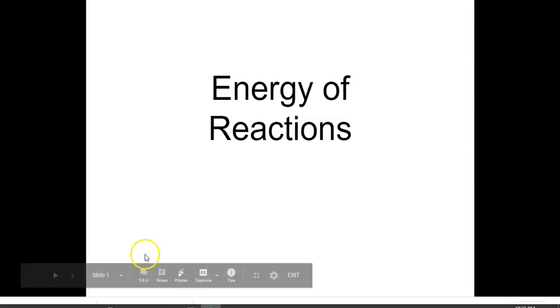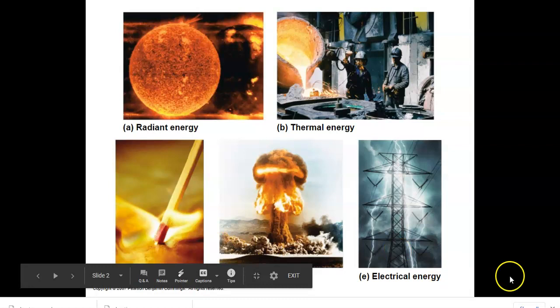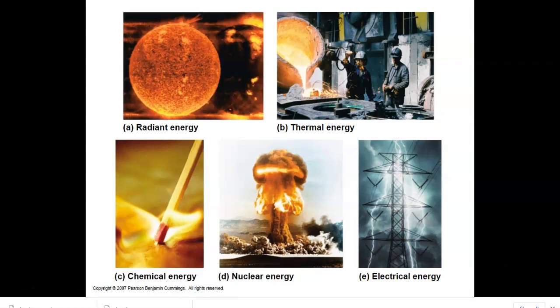So energy, if you remember back, can have multiple forms. And so here's some examples. You can have radiant energy. That's the energy that's coming off of like the sun or a light bulb. It feels like heat. You have thermal energy, which is also heat, but it's more of the inside the reaction. You have chemical energy, you have nuclear energy, and you have electrical energy. Of course, there's more types, but those are the ones that we're going to look at, especially in chemical reactions.